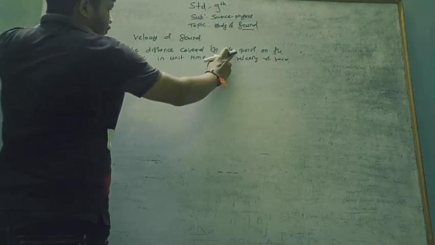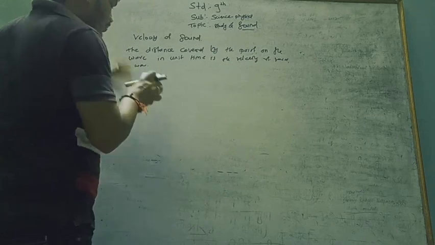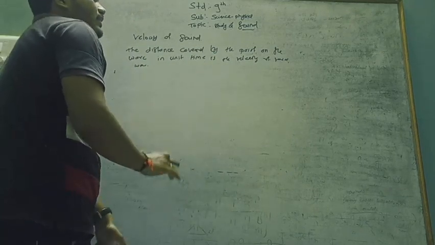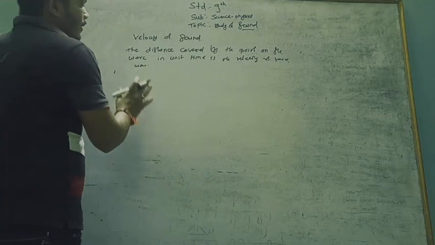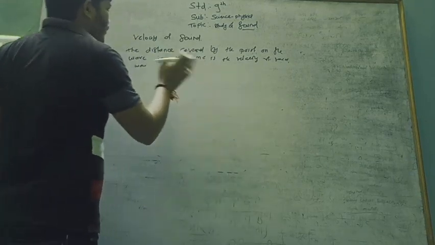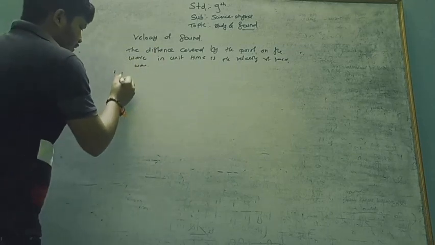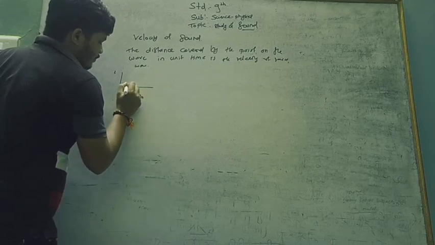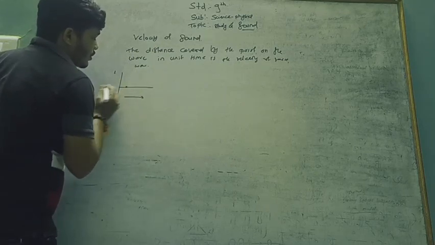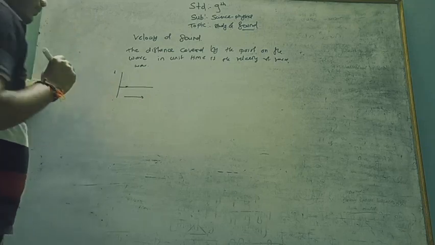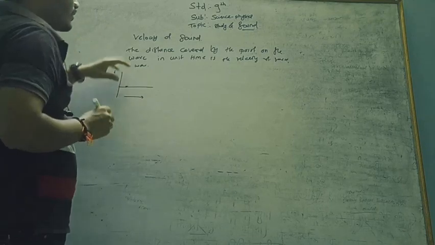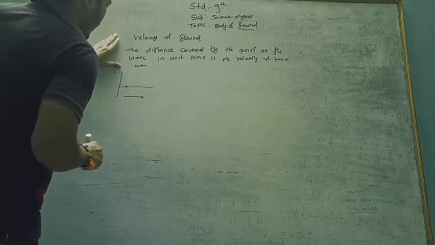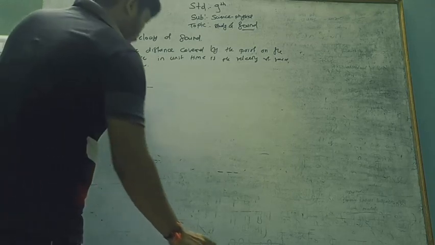The point may be at a higher density or a lower density, it may be present at any point. But it is the distance covered by that point on the wave in a unit time. For example, this is the wave, and these are the particles. When this wave starts to vibrate, this particle also starts to vibrate from its mean position and covers a certain distance. So this is the distance covered by the point on the wave in a unit time, which is the velocity of the wave.